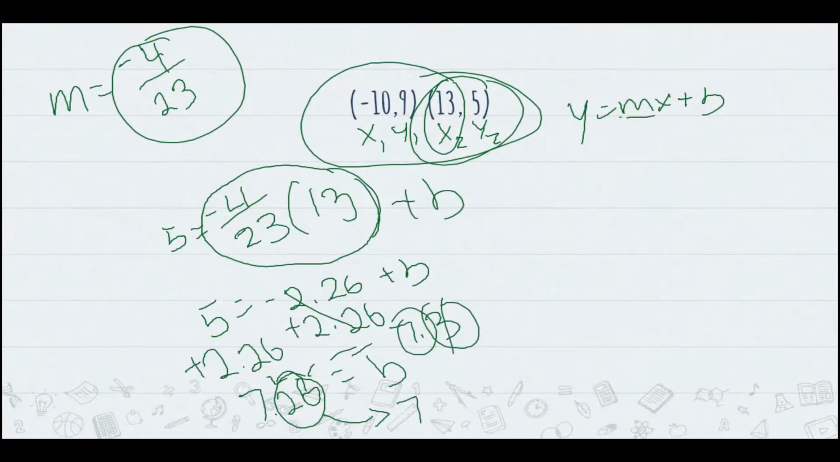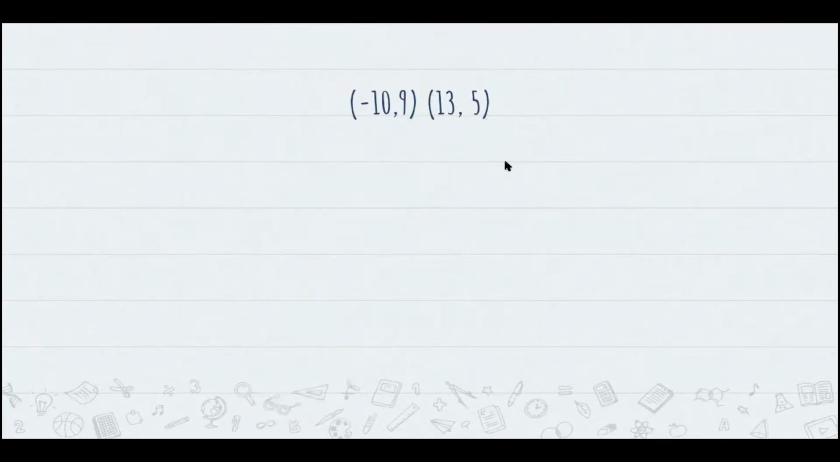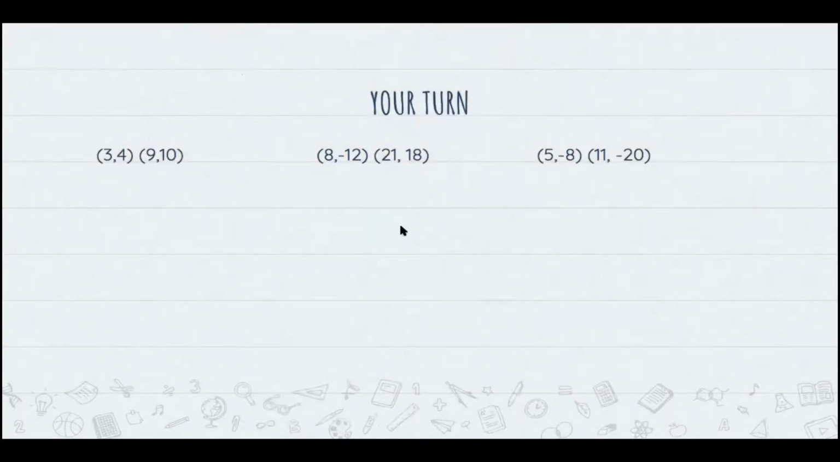So our ending equation will be y equals negative 4 over 23 x plus 7. If they don't ask you to round, don't round. If they do, you can. And now this is your turn. Pause the video to do these few problems.